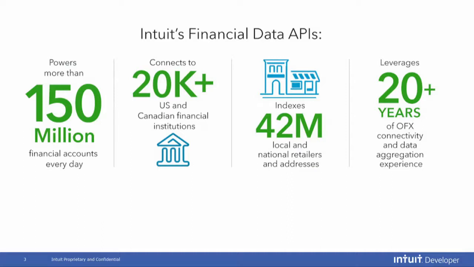Just to give you a little bit of understanding of the breadth of Intuit's financial data, we power and aggregate over 150 million accounts every single day. We connect to 20,000 financial institutions just here in the US and Canada. We have databases that index 42 million merchants, including their locations and categorization about each of those merchants. And we spent 20 years building our expertise in aggregation.